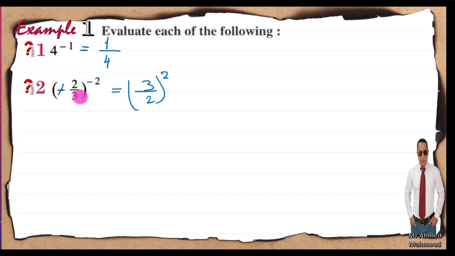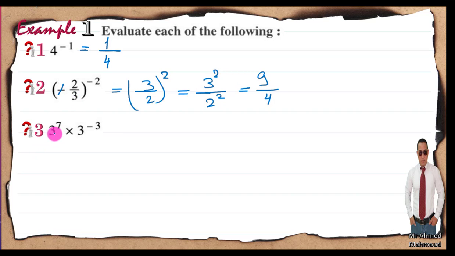Don't forget, when we change the fraction, the negative power cancels, and it will be positive. Now I'm going to distribute the power: 3 power of 2 over 2 power of 2, which equals 9 over 4. But we only change the fraction upside down if we have different bases, like 2 and 3. But what will happen if we have 3 and 3? I'm going to use the subtraction rule. Later I'm going to explain this one.